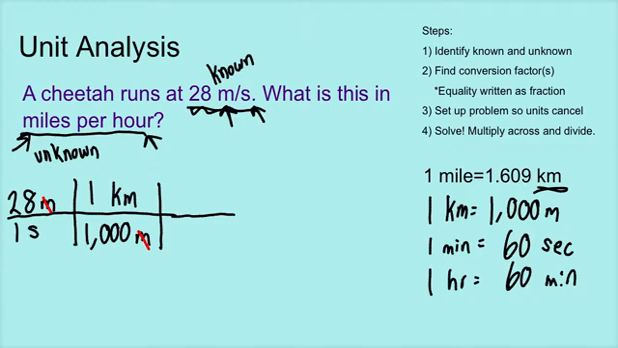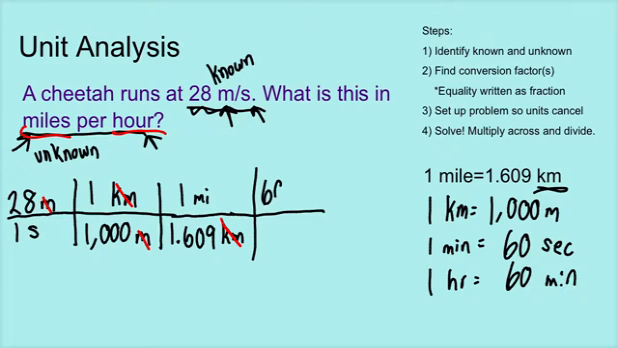Convert the kilometers to miles. There are 1.609 kilometers in 1 mile. Okay. Kilometers and kilometers cancel out. That'll give me my miles per second. But I want miles per hour. So let's deal with the seconds now. I'm going to convert the seconds to minute. Because the seconds is on the bottom, I need to put it on top to cancel out. So 60 seconds in 1 minute.